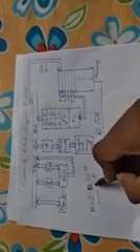This is a data transfer instruction, where 32H will be copied into B. That means the 8-bit data 32 will be copied into B. So this is nothing but a data transfer instruction. It is basically a 2-byte instruction, and it has 2 machine cycles.